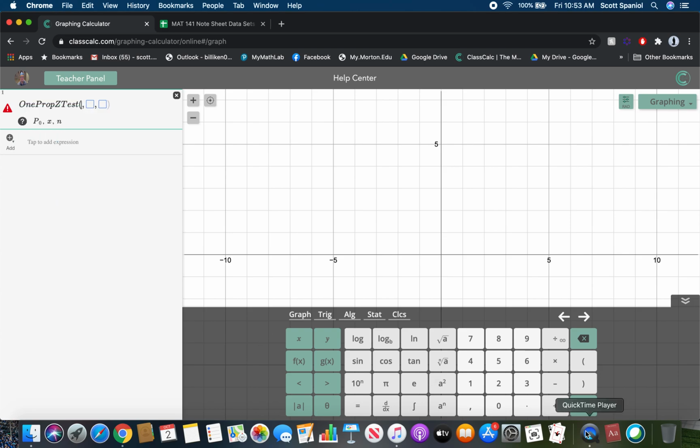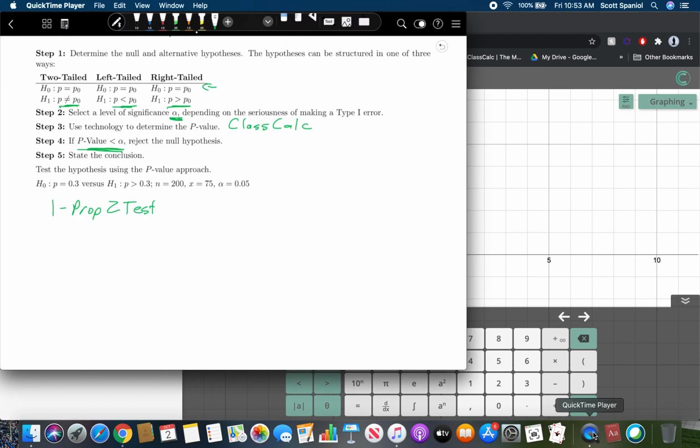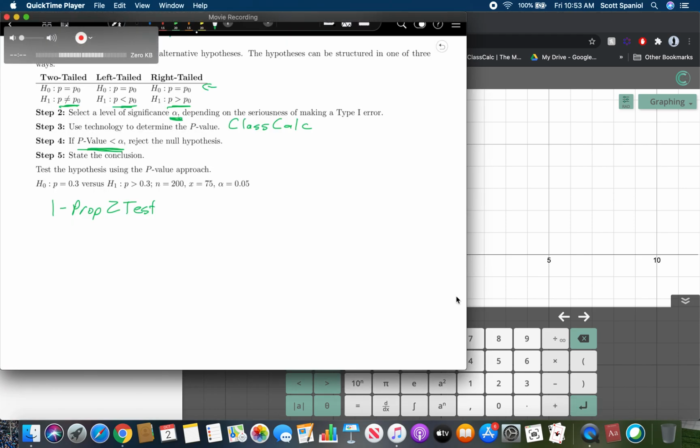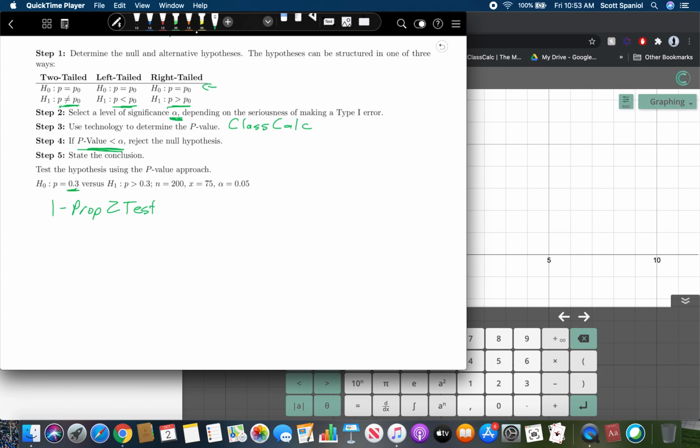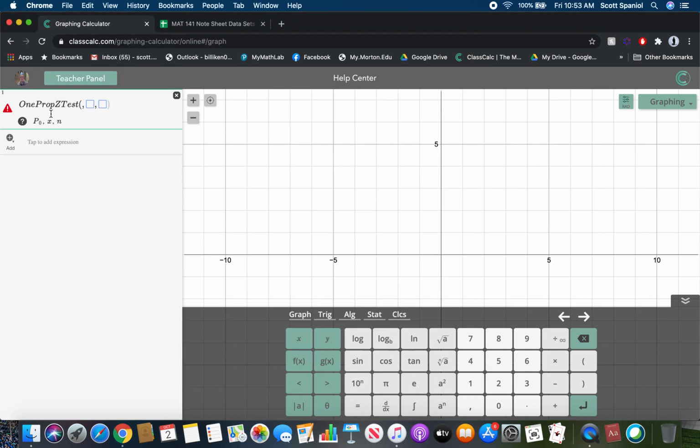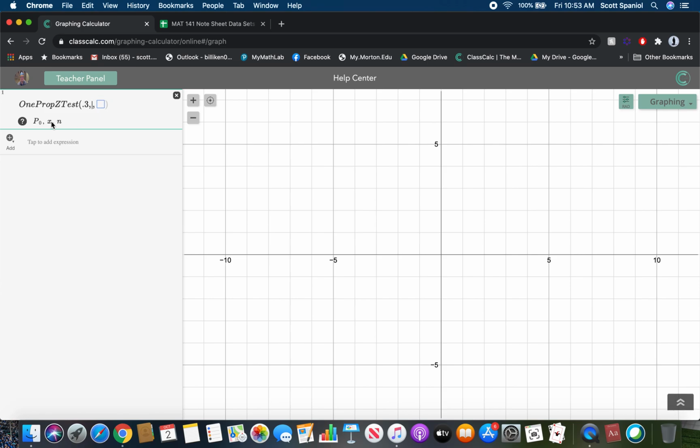So if we look back at our problem, we've got our P naught is this value in the null hypothesis and the alternative hypothesis. We've got our X is 75 and our N is 200. And so we just put those values in. So 0.3, X is 75 and N is 200.